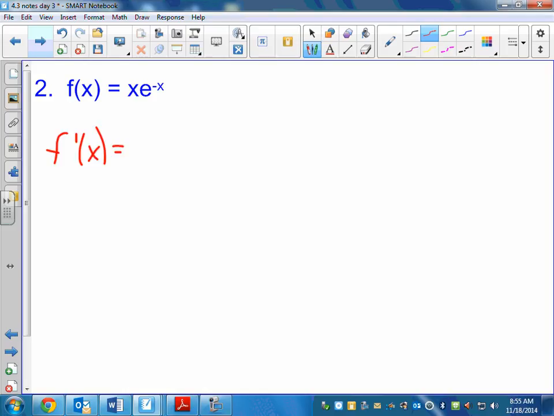Product rule, yes? So that would be 1 times e to the negative x. Leave the x alone, and the derivative of e to the negative x would be e to the negative x times the derivative of negative x, which would be -1. So is it okay if I just write that as e to the negative x minus x e to the negative x?